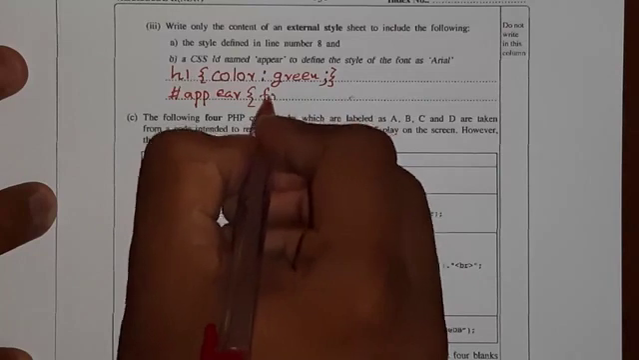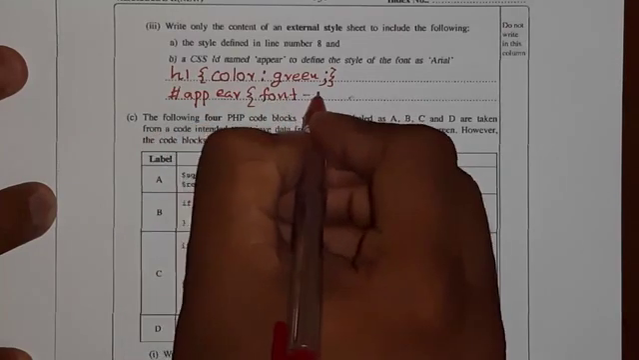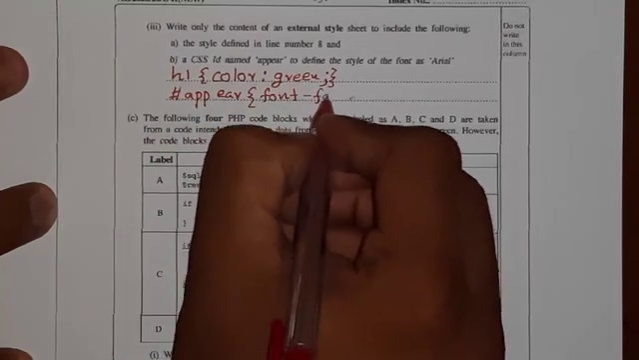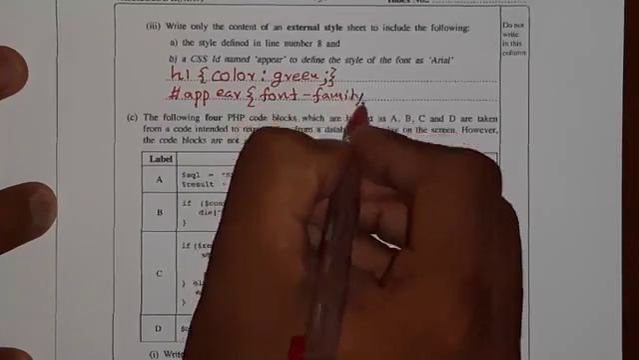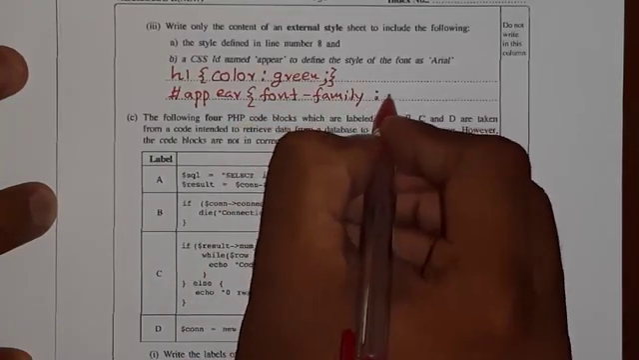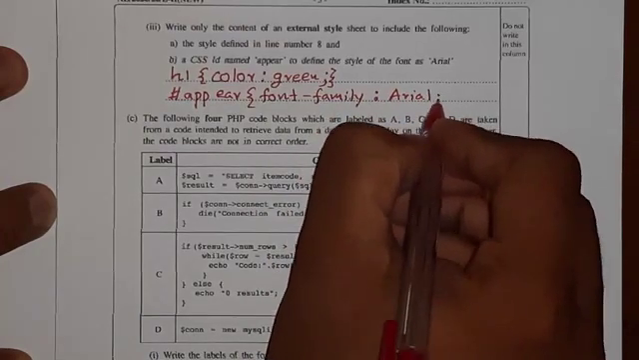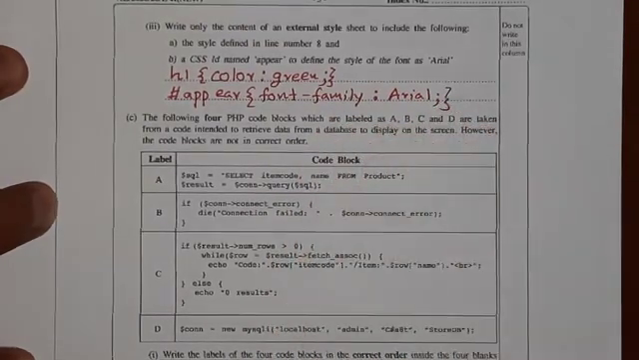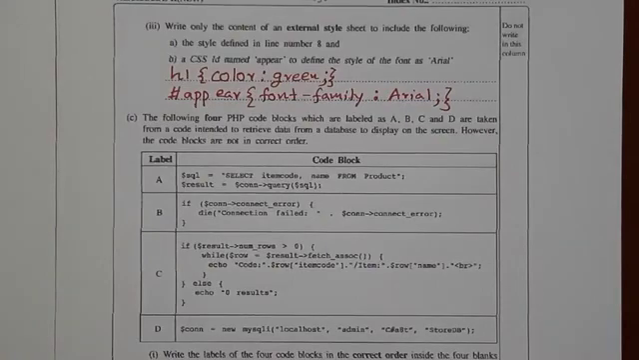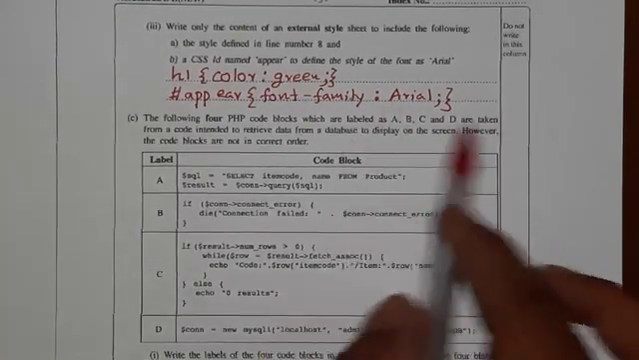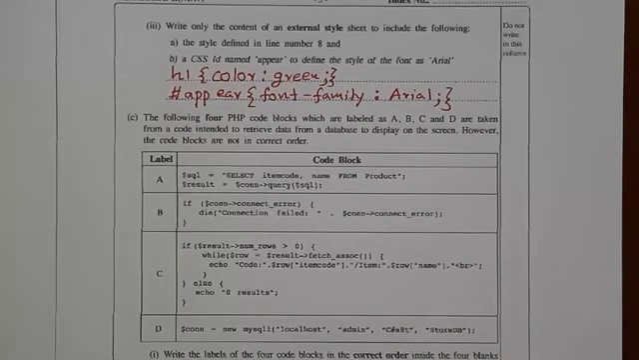Open brace, font-family, colon, Arial. This is how to write the external style. It's not case sensitive, you can write in simple letters or capital letters, but spelling should be correct.